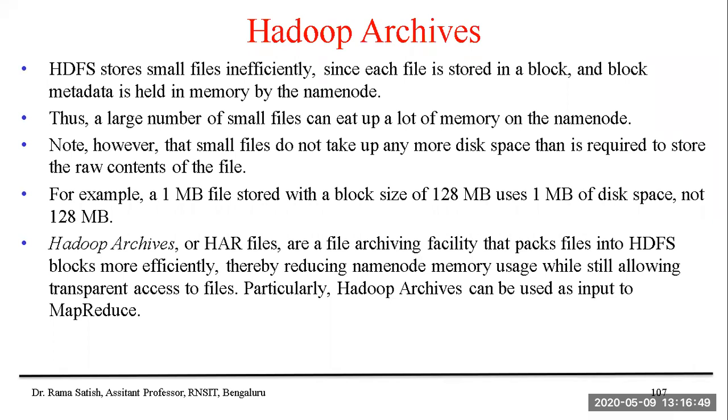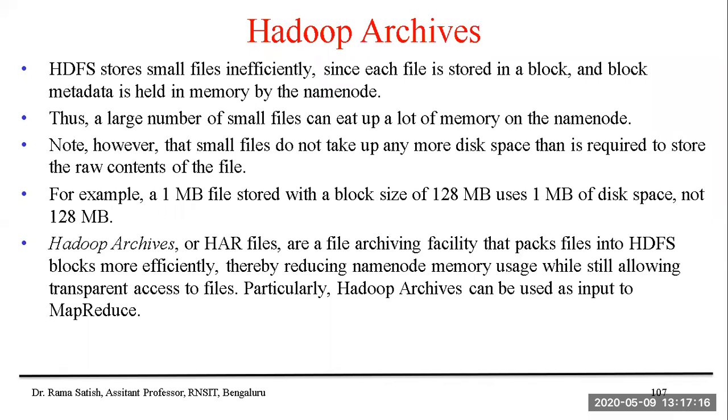In short, we call it our file archiving facility that packs files into Hadoop blocks more efficiently, thereby reducing the name node memory usage while still allowing transparent access to files. Particularly, Hadoop archives can be used as input to MapReduce.